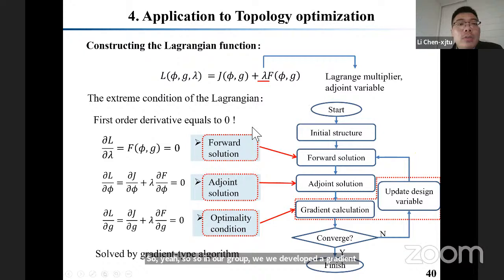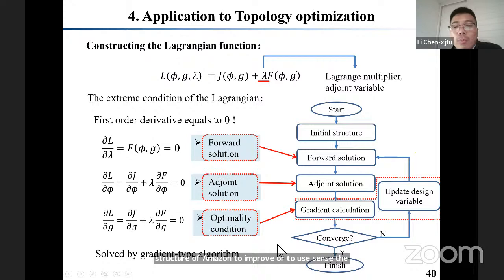Here J is the objective function, F is the constraint function, and lambda is the Lagrange multiplier. Taking the derivatives of the Lagrange function with respect to lambda, phi, and the design variable, we obtain the forward solution, the adjoint solution, and the sensitivity. By solving the forward solution and the adjoint equations, and finally obtaining the sensitivity, we can update the structures to enhance the heat and mass transfer process.